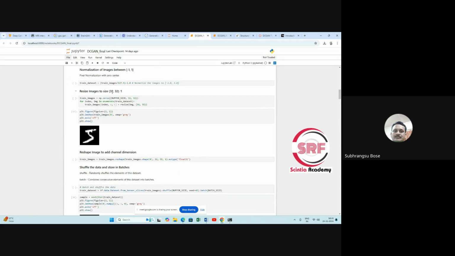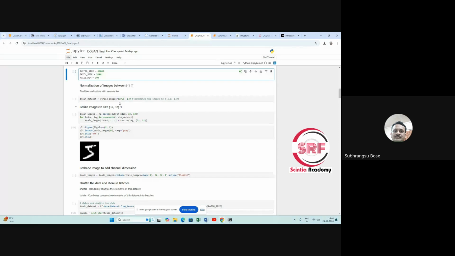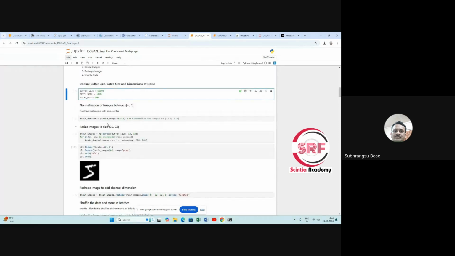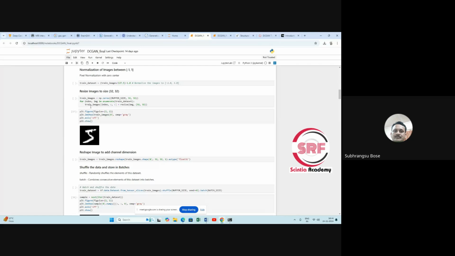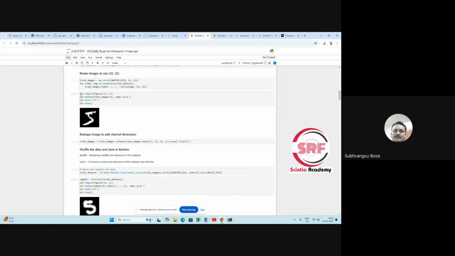After normalizing the image, then resize the image to 32 by 32, which is the standard size. How? NumPy zeros of buffer size, 32 by 32. Buffer size means the 60,000 images at 32 by 32. Train images resized to 32 by 32. Then plot the figure just to show our normalization process. See the picture: there is no axis, and values range from -1 to +1.